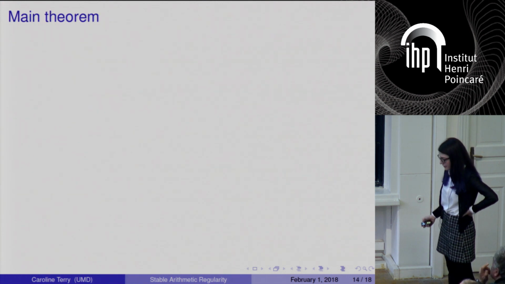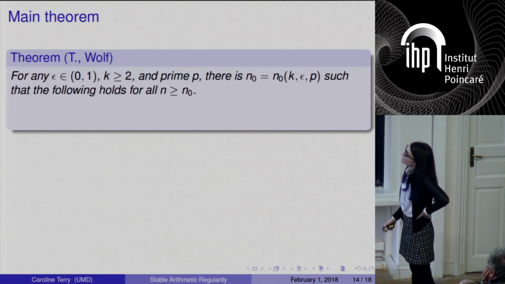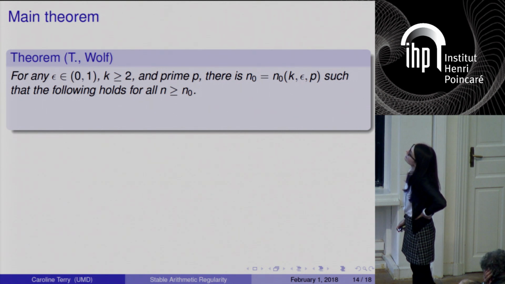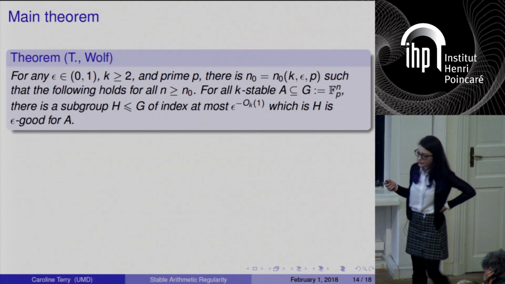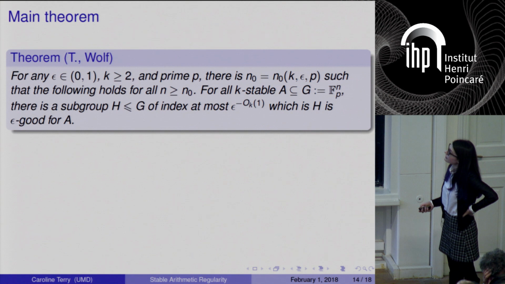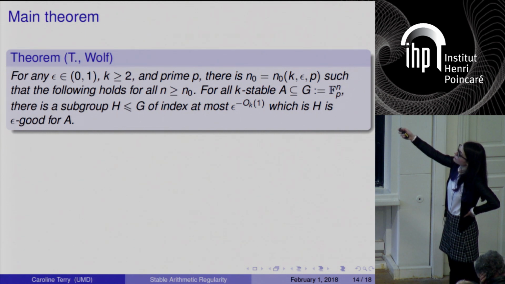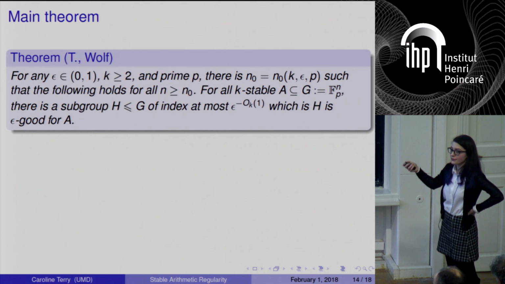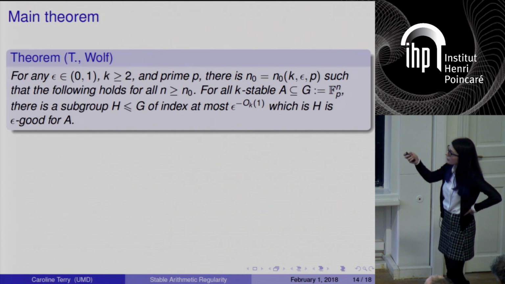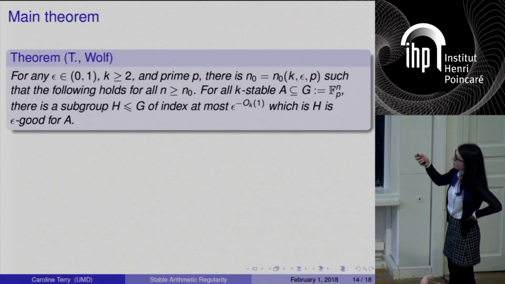Okay, so now I can state the main theorem. For any epsilon, k and prime p, there's some n0 so that for all little n bigger than n0, the following holds. If I take a k-stable subset A of F_p^n, I can find a subgroup H of index at most polynomial in 1 over epsilon, where the degree depends on k. So it has very small index, and such that H is epsilon good for A.